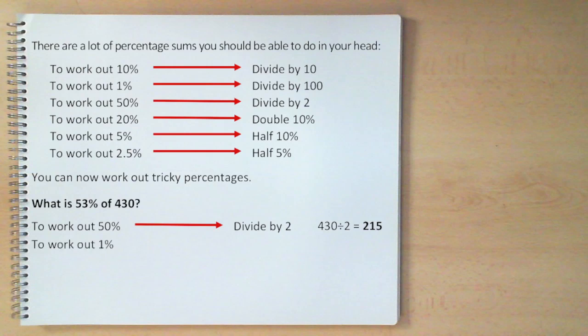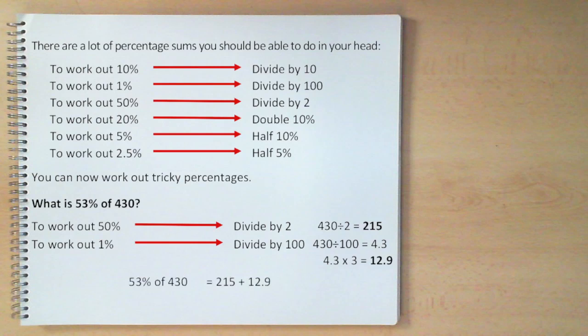Then let's work out what 1% is. Well, 1% we divide by 100, don't we? So 430 divided by 100 is 4.3. We don't want 1%, we want 3%. So 4.3 times 3 is 12.9. So 53% of 430 is 215 plus 12.9, which is 227.9. So that looked quite complicated at the beginning, and you might have thought, well, I can't possibly do that without a calculator. But we did.